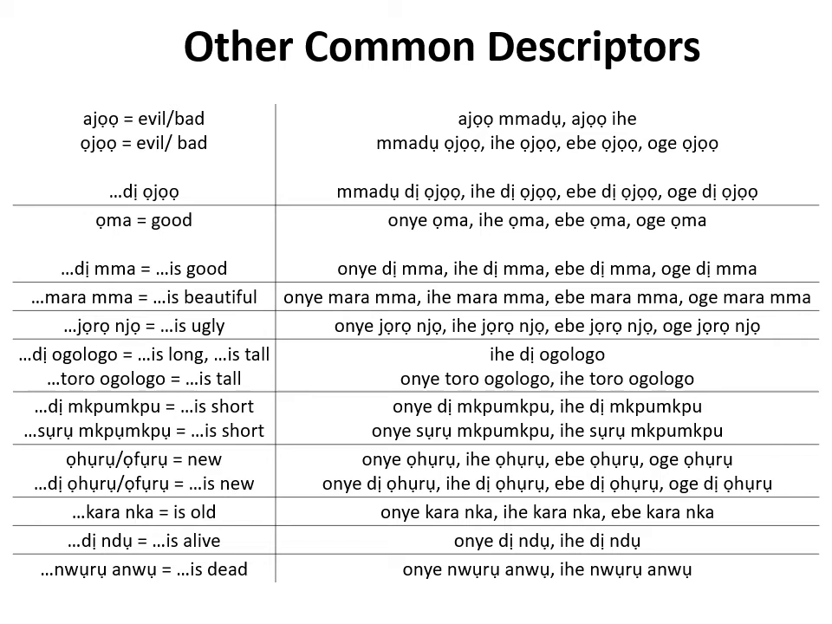And now we can also talk about the opposite of that, which is karanka, is old. So onye karanka, person who is old. Ihe karanka, thing that's old. Ebe karanka, a place that is old. And then we also have dindu, or dindu is alive. So onye dindu is a person who is alive or somebody living. And ihe dindu is a thing that's alive or something living. Nwụrụ anwụ is dead. So onye nwụrụ anwụ, someone who is dead or a dead person. Ihe nwụrụ anwụ, something that is dead or a dead thing, like a dead animal or something.